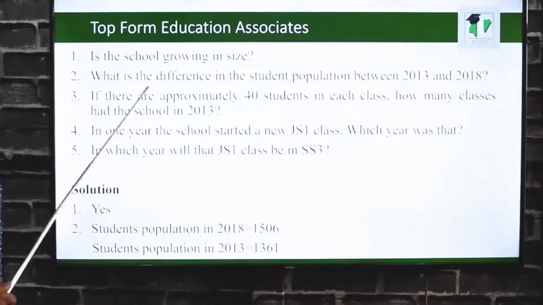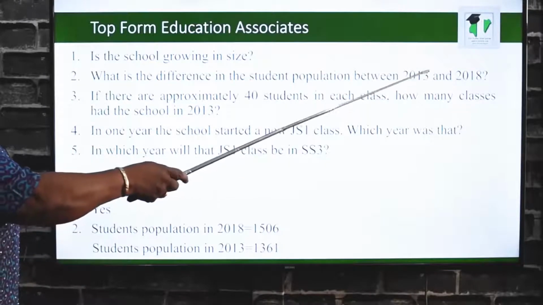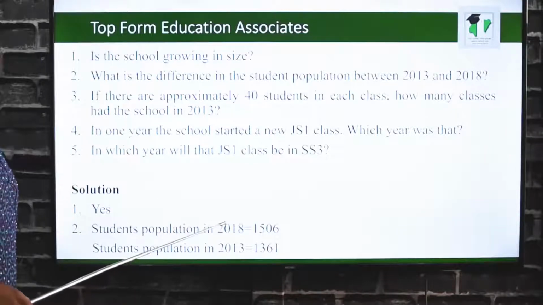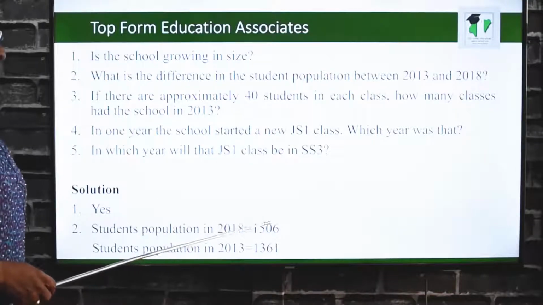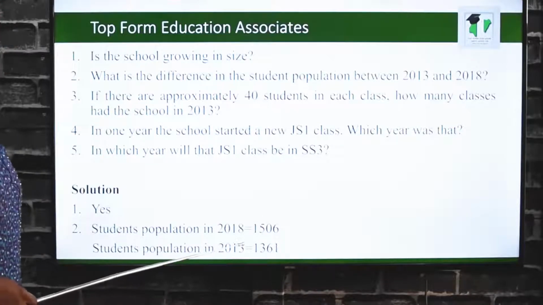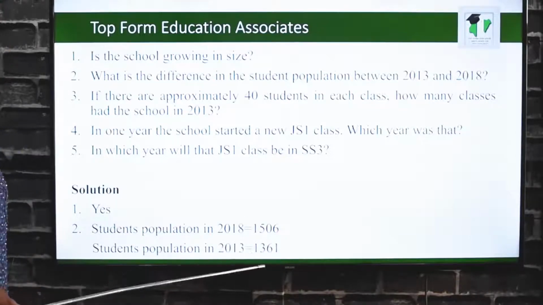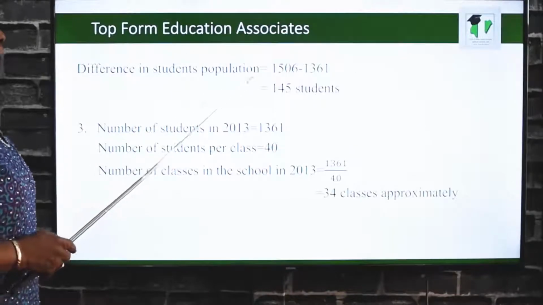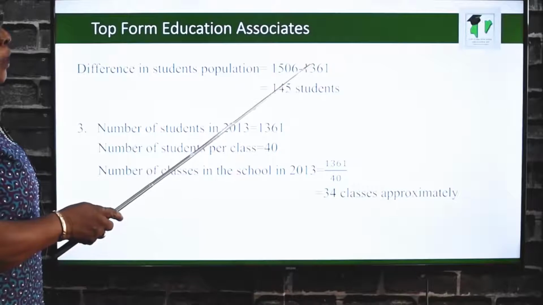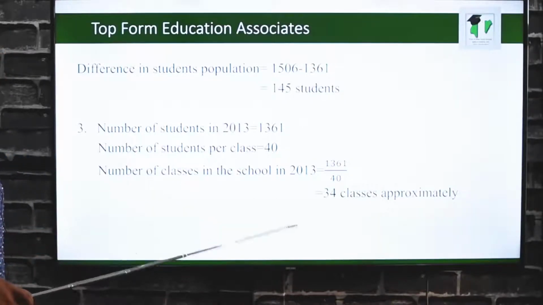Question number 2. What is the difference in the student population between 2013 and 2018? So, student population in 2018 equal to 1,506 students. Student population in 2013 is 1,361. So, what is the difference? Difference in students population equal to 1,506 minus 1,361, giving us 145 students.